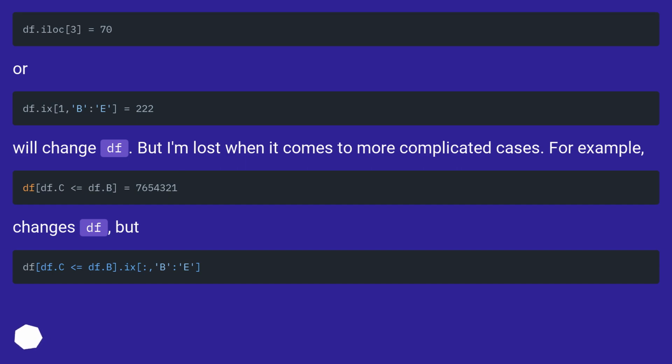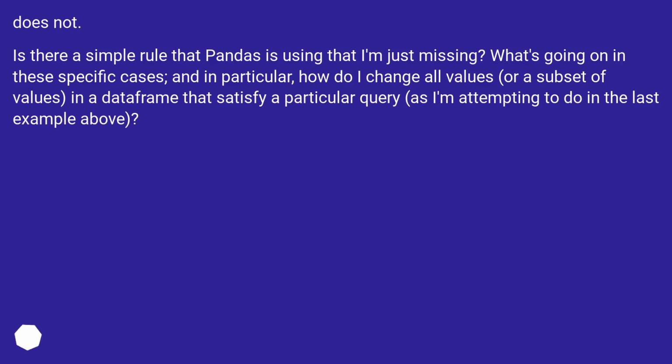For example, this changes df, but this does not. Is there a simple rule that Pandas is using that I'm just missing? What's going on in these specific cases, and in particular, how do I change all values, or a subset of values, in a data frame that satisfy a particular query, as I'm attempting to do in the last example above?